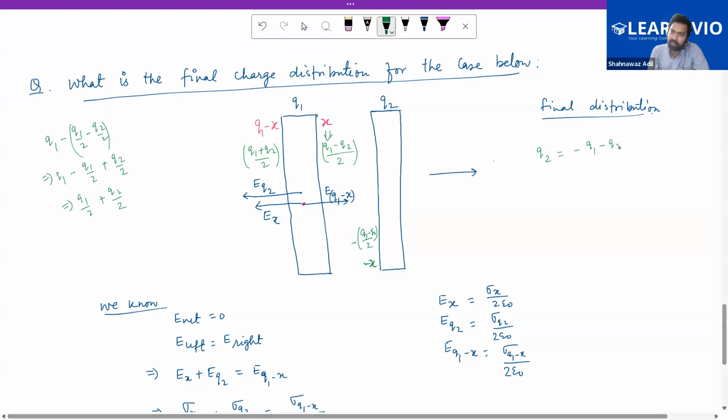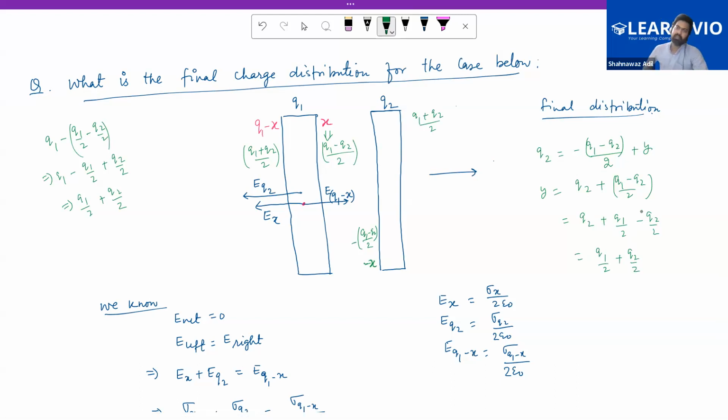Now, if we use the charge conservation, Q2 would be minus of Q1 minus Q2 divided by 2 plus, let's say, y, right? So this y would be Q2 plus this Q1 minus Q2 by 2. So how much is this? This is Q2 plus Q1 by 2 minus Q2 by 2. So this is Q1 by 2 and plus Q2 by 2. So again, this is Q1 plus Q2 by 2. Right, this is the answer. So this goes over there, and both the sides we have the same charge. Is it clear to you?